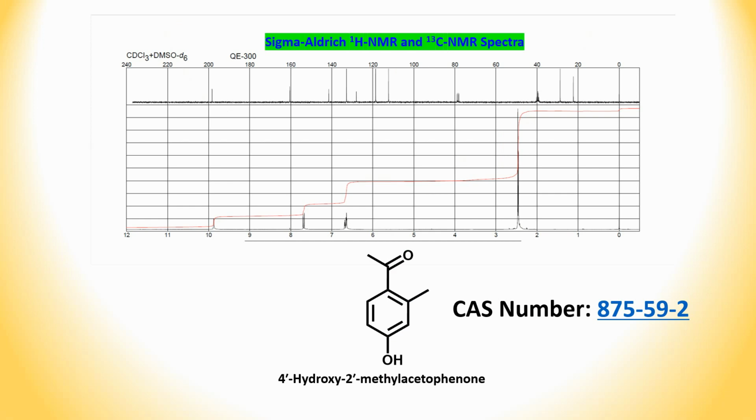This is the proton NMR and C13 NMR spectra reported by Sigma Aldrich. The compound name is 4-hydroxy-2-methylacetophenone, and this is the CAS number. They reported the C13 NMR in CDCl3 and DMSO-d6 solvent. These are the corresponding peaks. This is the solvent peak for DMSO-d6, and this is the CDCl3 solvent peak. The others correspond to the carbon atoms in the molecule.